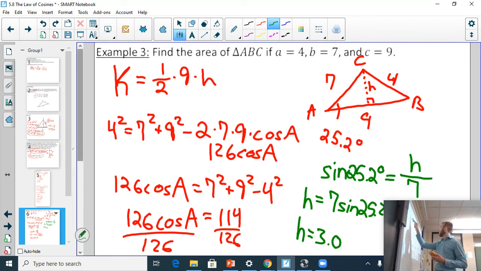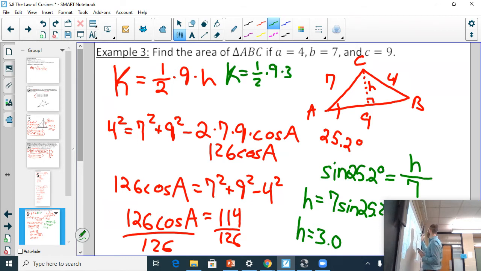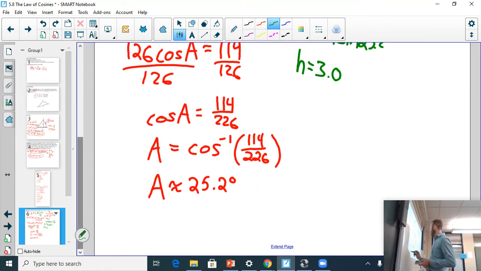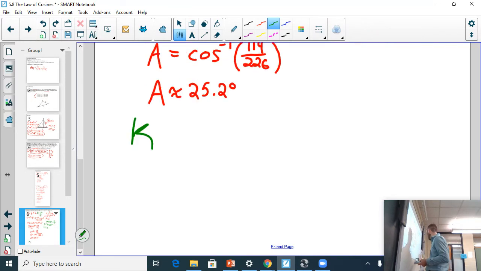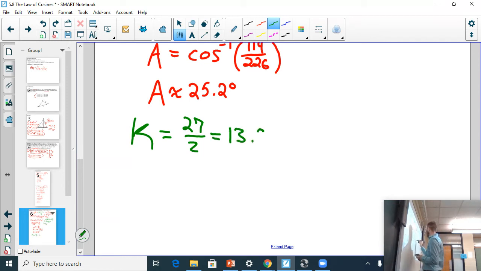So now we can go back to our formula, right? And now we have k equals 1/2 times 9, and now we have times 3. And that would be 27 halves. So we end up getting k equals 27 halves, which is the same thing as 13.5.